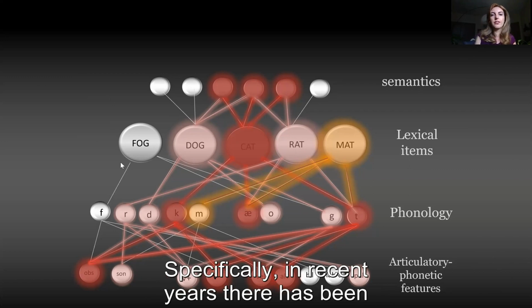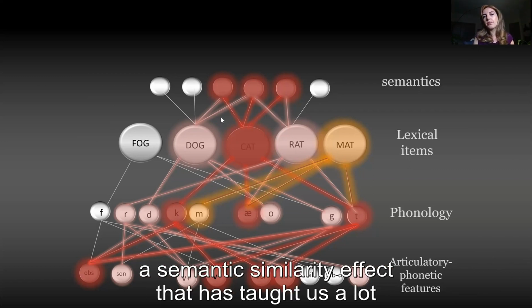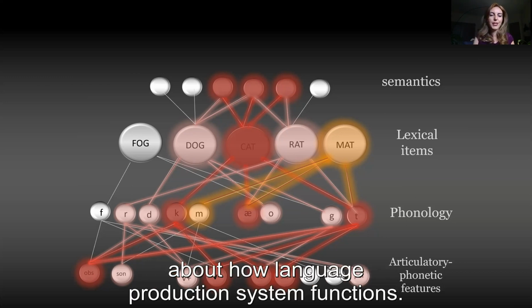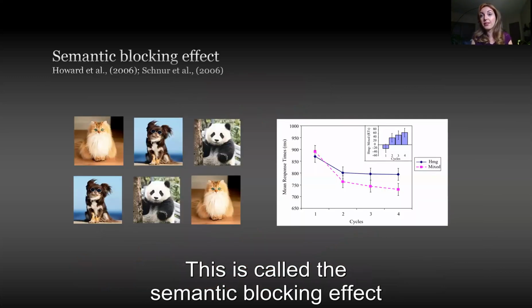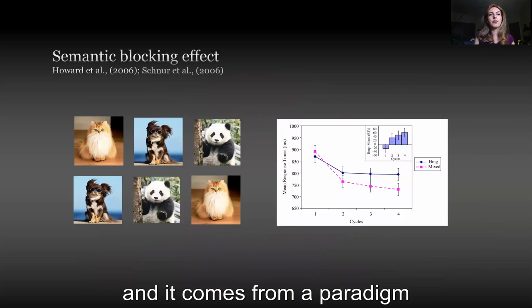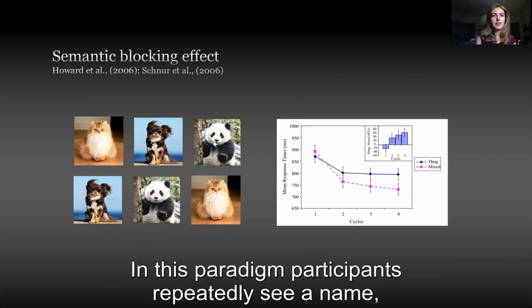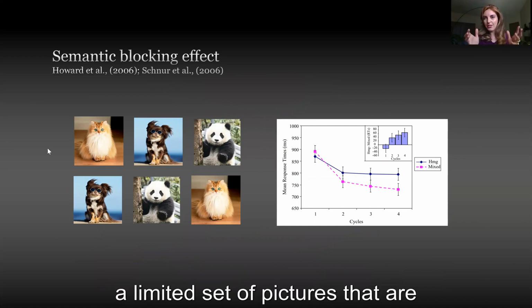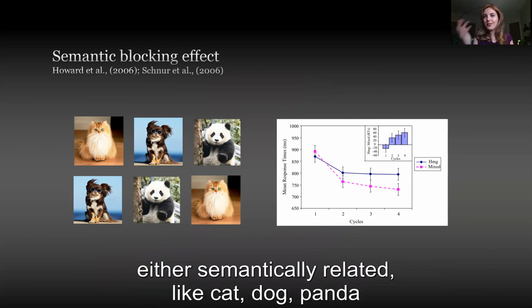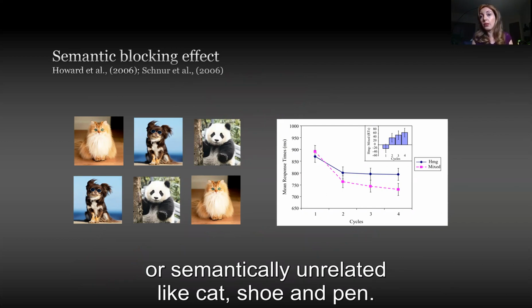Specifically, in recent years, there has been a semantic similarity effect that has taught us a lot about how the language production system functions. This is called the semantic blocking effect, and it comes from a paradigm that's called the blocked cyclic naming paradigm. In this paradigm, participants repeatedly see and name a limited set of pictures that are either semantically related, like cat, dog, panda, or semantically unrelated, like cat, shoe, and pen.